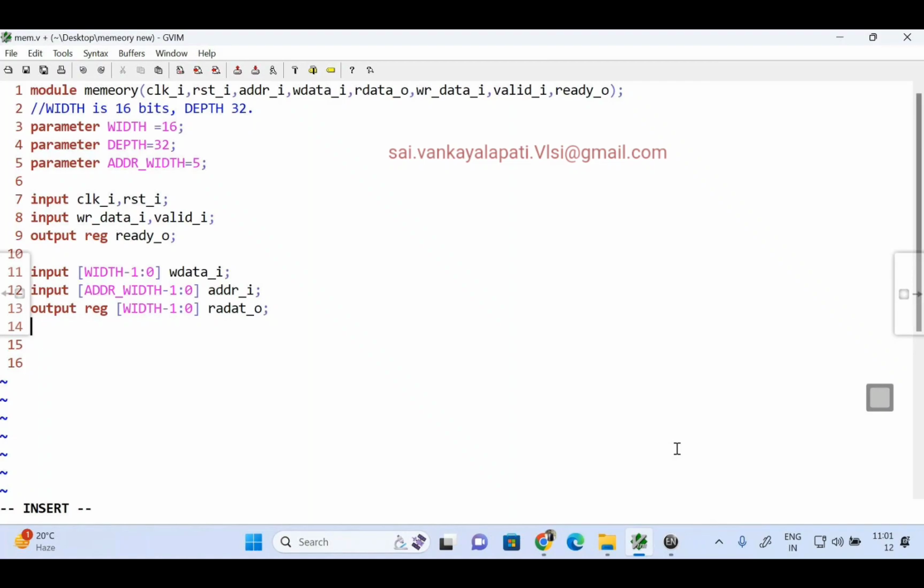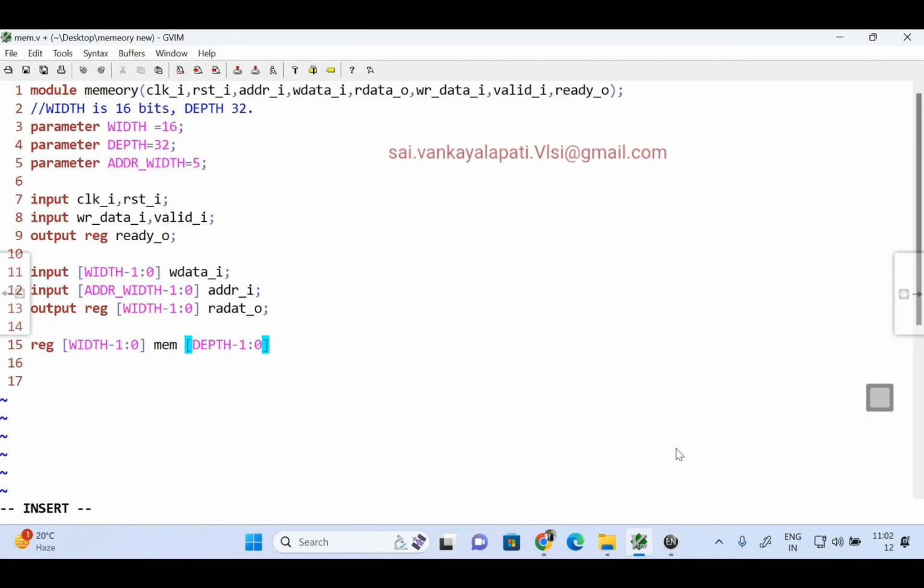Okay, then what I need to do? I need to write the memory, right? Memory range is nothing but width minus 1 down to 0. Will I take memory as an array name? It is an array of vectors. Then this is width of depth: depth minus 1 down to 0.